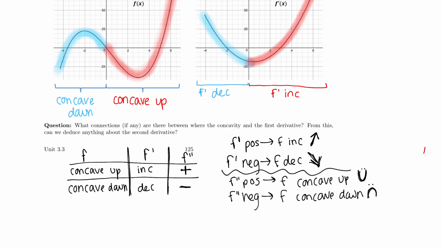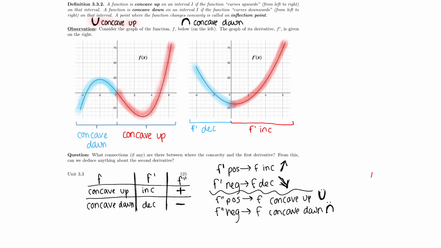The other thing to note, and it's mentioned somewhere up here, right here, inflection points: places where we change concavity, so where we change from concave up to concave down, those are known as inflection points. So this right here is an inflection point. It is the point where f changes concavity. It changes from concave down to concave up.